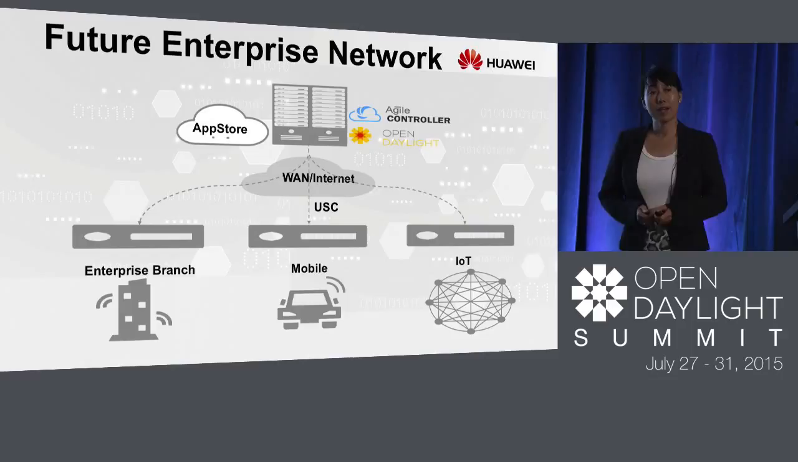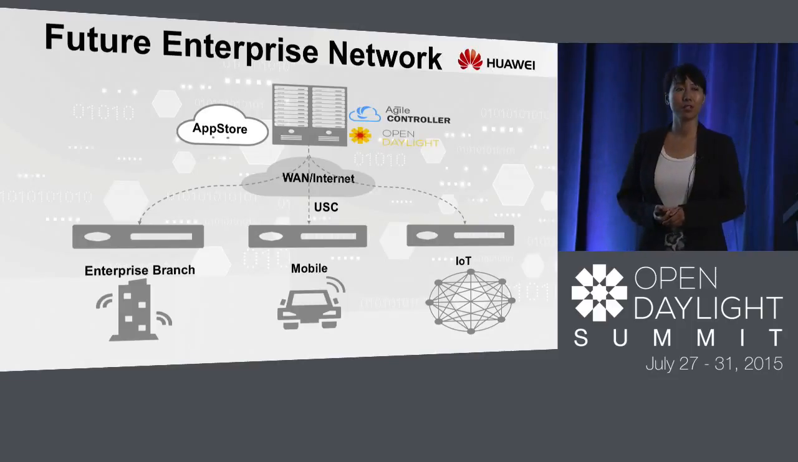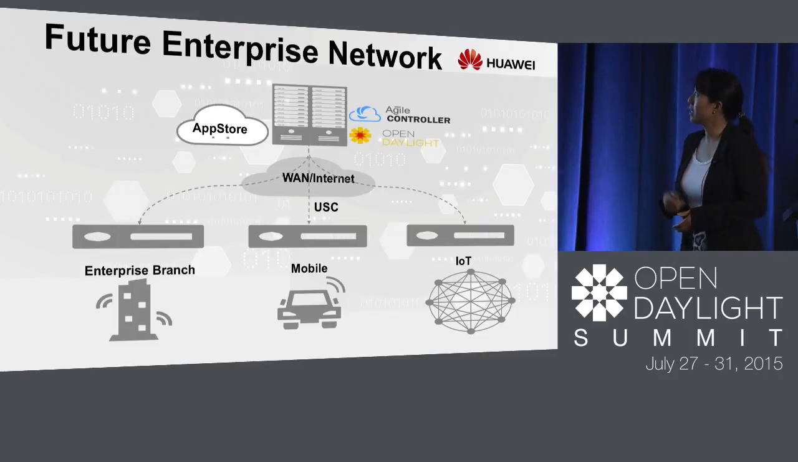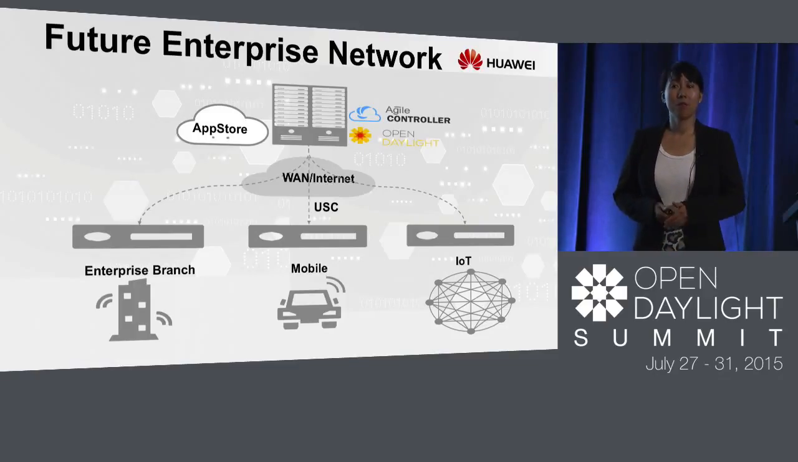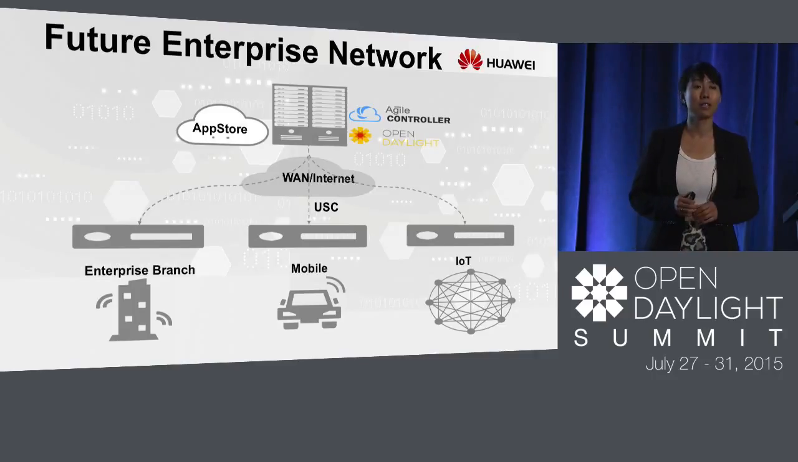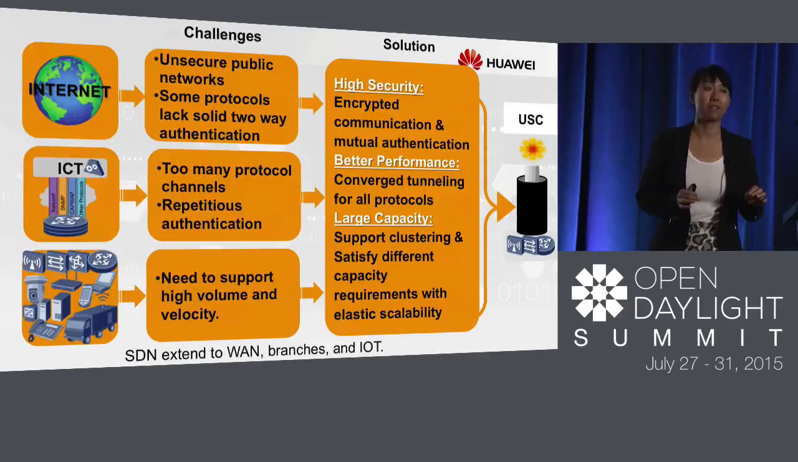So why is the unified secure channel required by the SDN and NFV controller? If we look at the future enterprise network, the enterprise office is more geographically distributed, and the branch offices are located across many different locations.